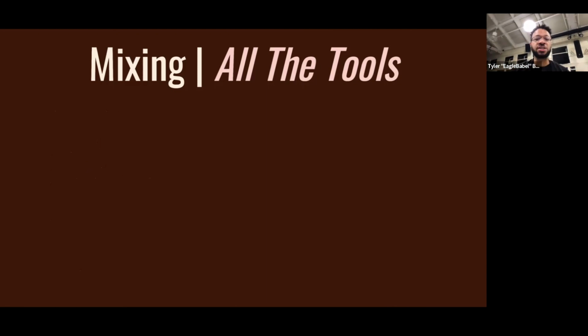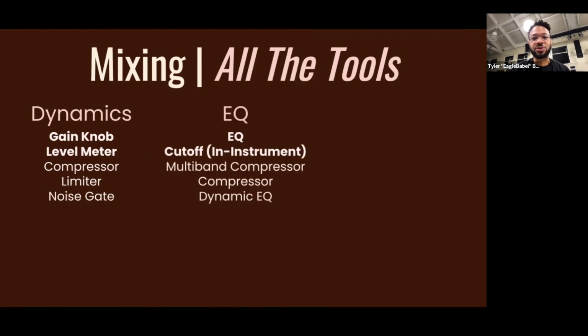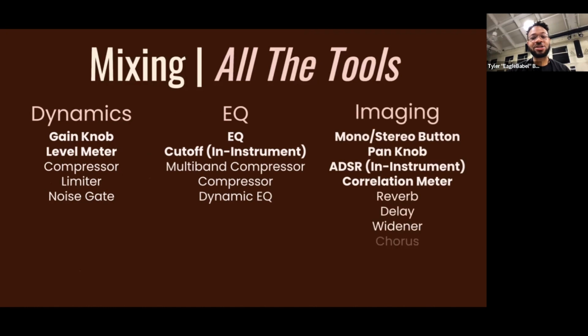Okay, that was the 3 dimensions. Now, tools. What are all these tools? We've got all of our dynamics tools. We've got all of our EQ tools. We've got all of our imaging tools. I'm just gonna load these up so you can look at the word salad. Again, some of these might feel more familiar than others, but that's why in this next section, we're gonna get into all of it. So before we do, how are we feeling about space?